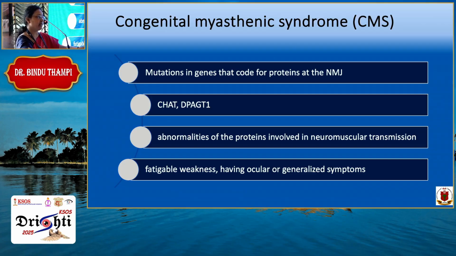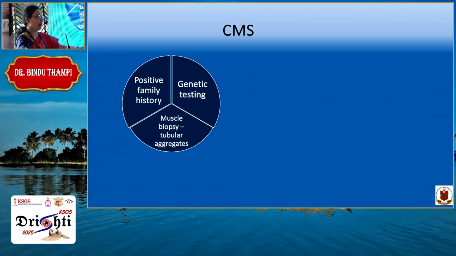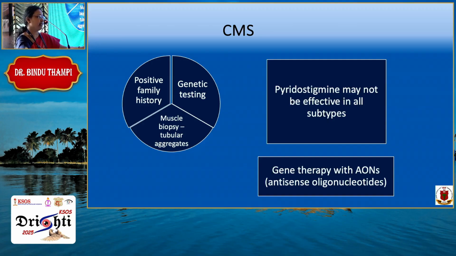On the other hand, congenital myasthenic syndrome is a genetic condition. There is a mutation in genes that code for proteins, and there is abnormality of the proteins involved in the neuromuscular transmission. This also presents with fatigable weakness and may have ocular or generalized symptoms. But there is a positive family history, and muscle biopsy can show tubular aggregates. Genetic testing is crucial in the diagnosis. Here pyridostigmine may not be effective in all subtypes, and the definitive treatment is gene therapy with antisense oligonucleotides.